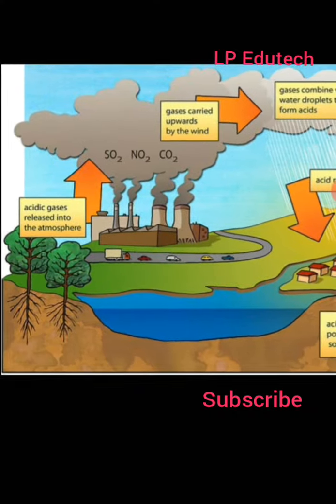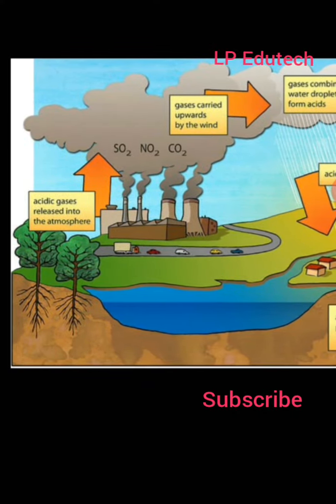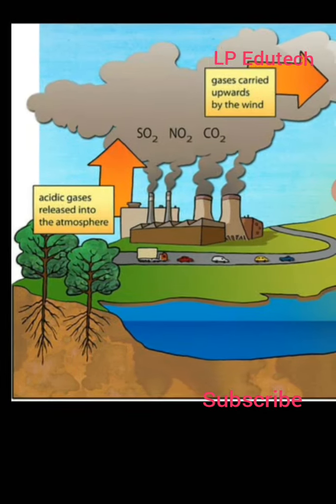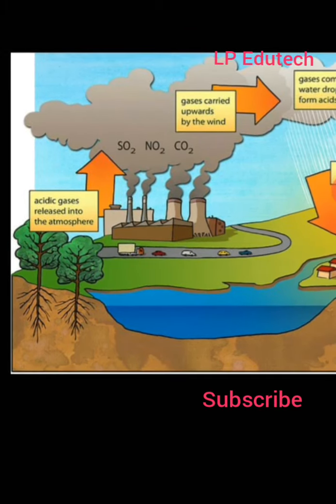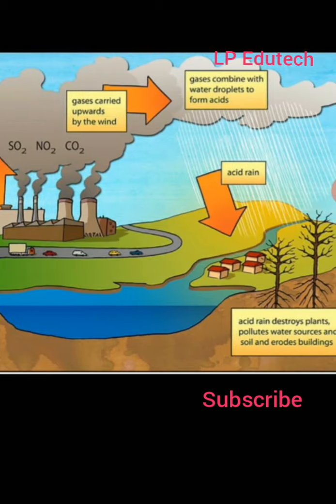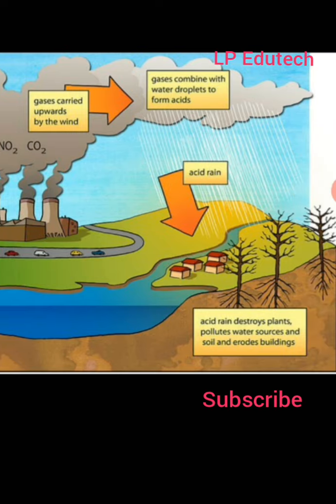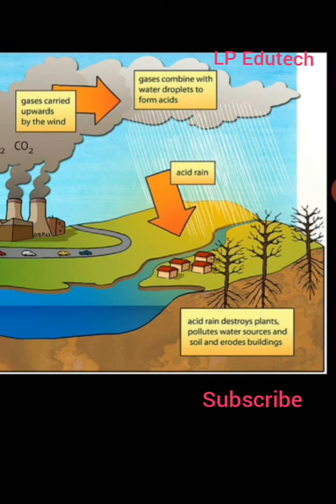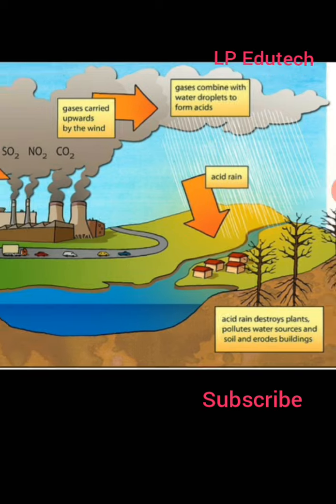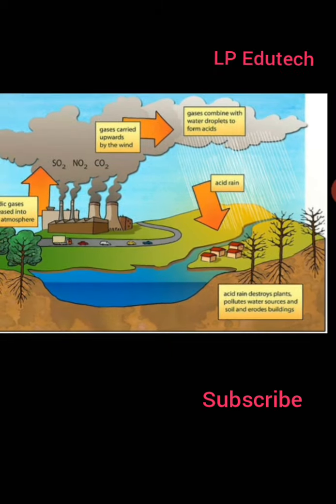Now again look through the images, it will be easy for you to understand. Acidic gases radiate into the atmosphere. They go up and get mixed. Gases are carried upwards by the wind. Next, the gases combine with water droplets to form acids. Acid rain falls, and what is its impact? Acid rain destroys plants, pollutes water sources and soil, and erodes buildings. So this is the effect of acid rain.